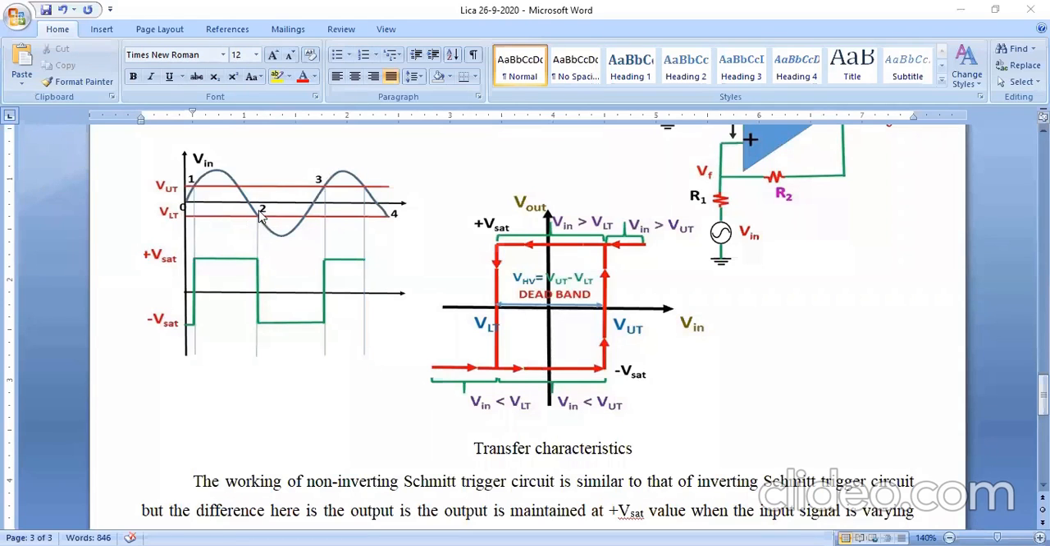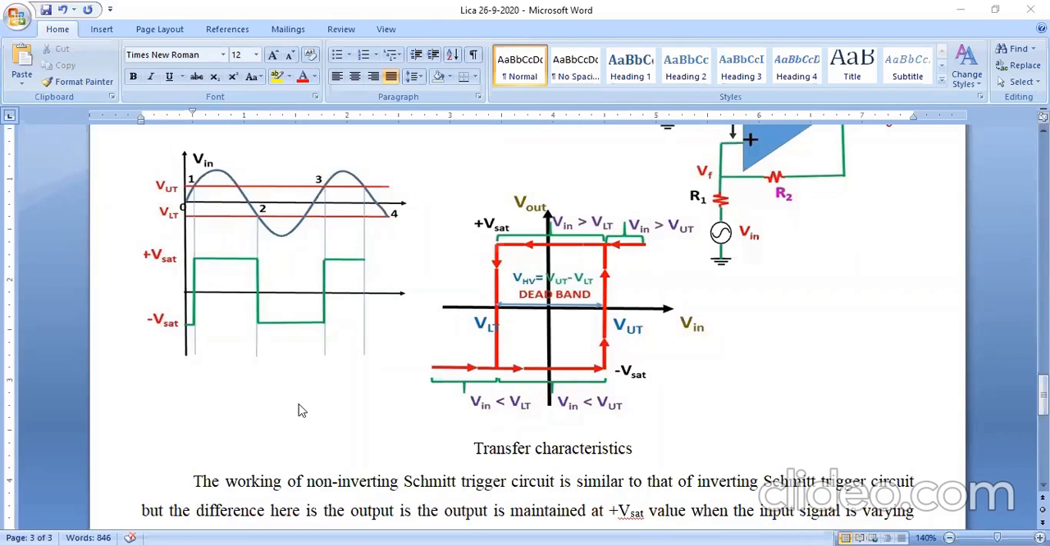From this instant, the input is varying from the lower threshold value to negative maximum, and again from negative maximum to 0. The output is changed again from positive saturation to negative saturation, and again from negative saturation to positive saturation, and positive saturation to negative saturation.